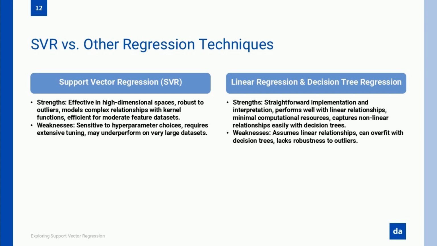If the data follows a clear linear trend, linear regression is the better choice due to its simplicity and speed. If the data is highly nonlinear and interpretability is important, decision tree regression may be preferable because of its intuitive structure. However, if we need a model that can handle both linear and nonlinear relationships while being robust to outliers, SVR is the ideal option. It is particularly useful for high-dimensional datasets, noisy data, and applications where precision matters more than speed.